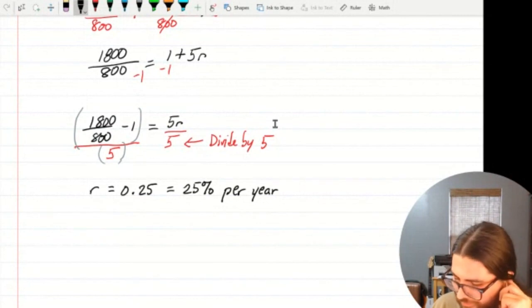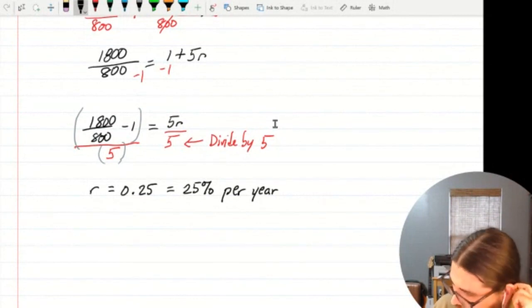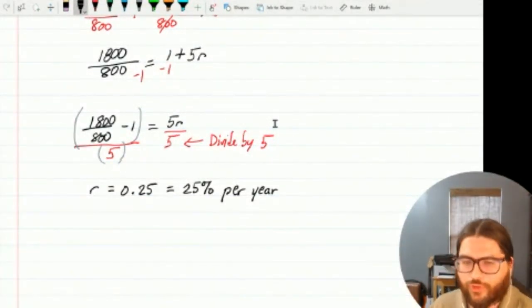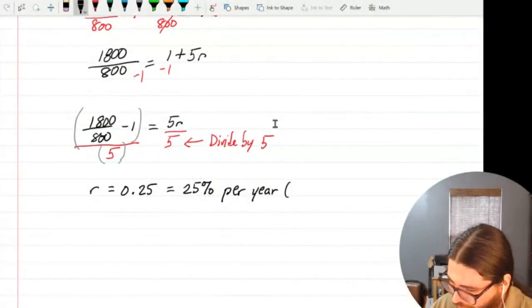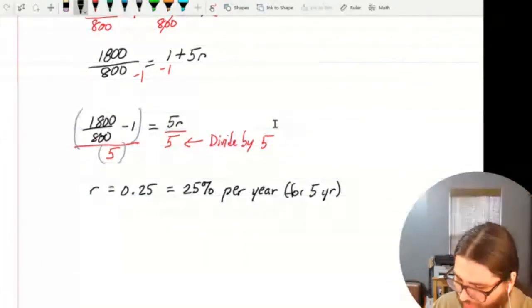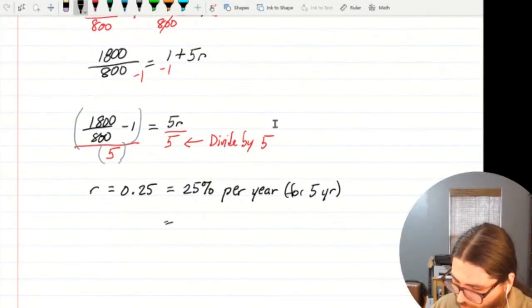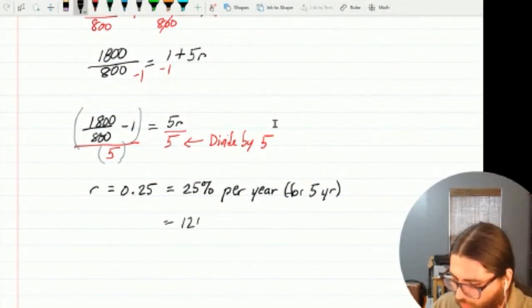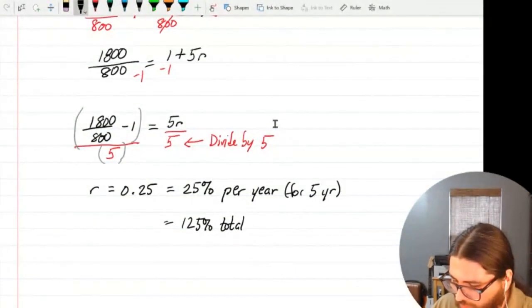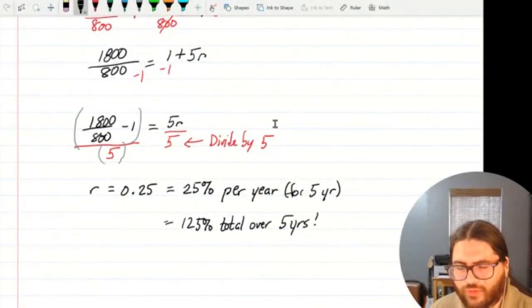For 5 years. And I know what you're thinking, that's a lot, Professor, because if that's for 5 years, isn't that, what is 25 times 5? 25 times 5 is 125% total. Does that make sense to you?